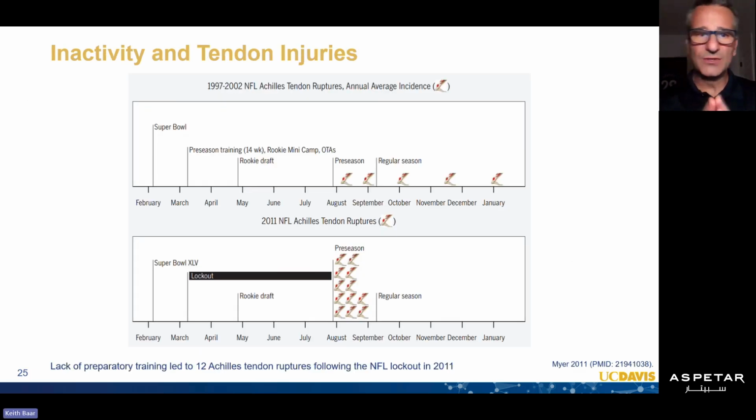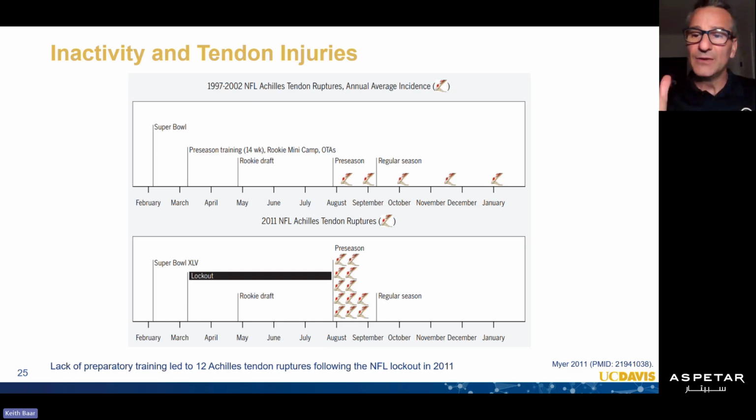What happens if we do inactivity? Well, the best example of this we think is the NFL. So American football, this is normal Achilles tendon ruptures in a 5-year period between 97 and 2002. They get about 1 per month. What happened in this special year in 2011 is there was a lockout. The owners locked the doors and didn't let the players practice. So they were locked out from about March until August. And then they signed a contract and all of the players suddenly went in and started training immediately. And within the first month, they had 11 or 12 Achilles tendon ruptures.